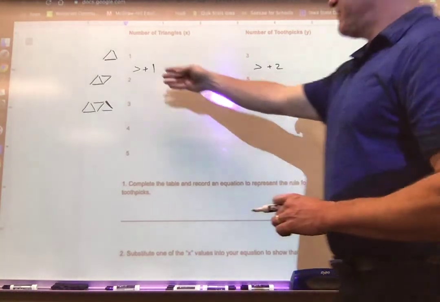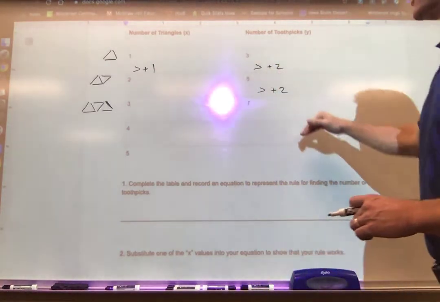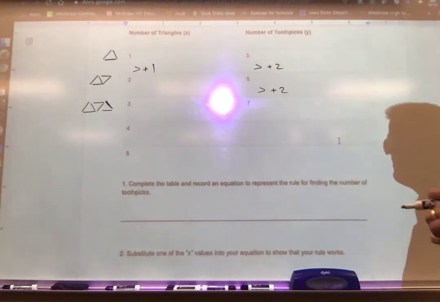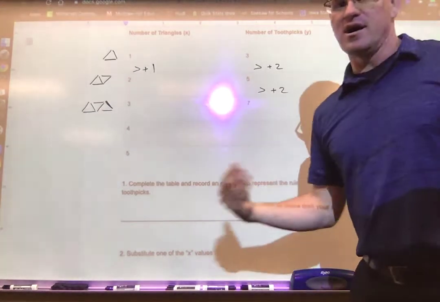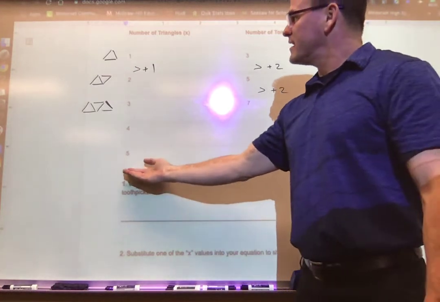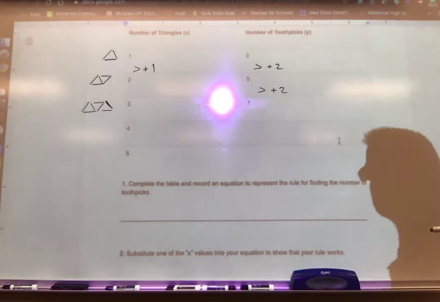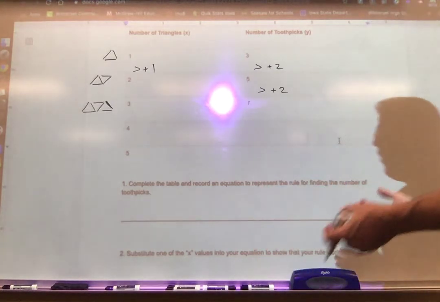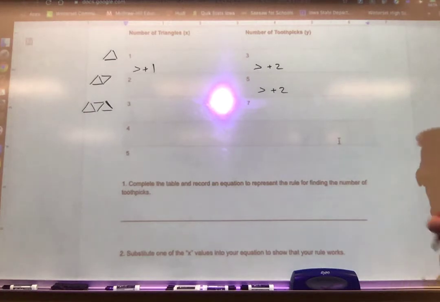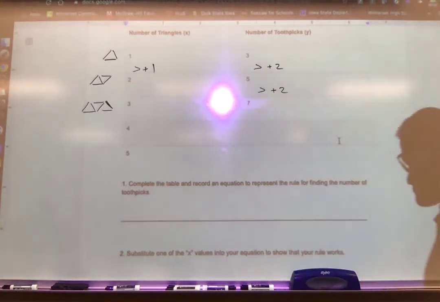But if I know the one before it, then every time I add a triangle, I add 2 toothpicks. I can easily see that pattern. But what if I wanted to find the 100th triangle? I can only use that if I knew the 99th. If I knew how many toothpicks it took to make the 99th, I'd have to add 2 from there. But I don't know how many are in 99, and I don't want to draw them to get that. So we need to come up with some sort of equation and see what's happening.